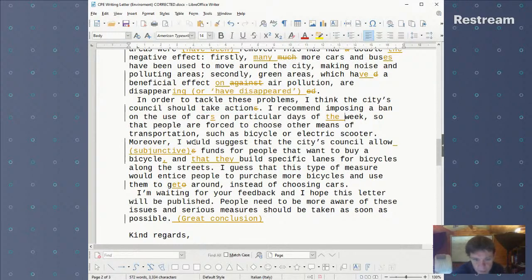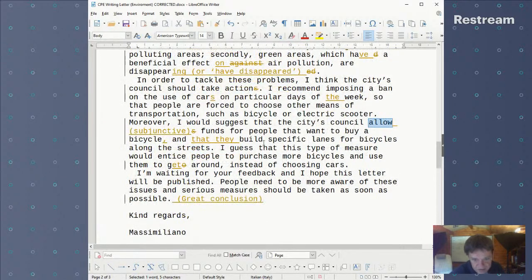On particular days of the week, so that people are forced to choose other means of transportation, such as bicycle or electric scooter. Moreover, I would suggest that the city's council allow, this is subjunctive, guys, suggest that he do something, suggest that the council do, that the council allow and not allows. Subjunctive will spice up your essay. It will make it get better marks. There's a lot of different constructions then that you're using.